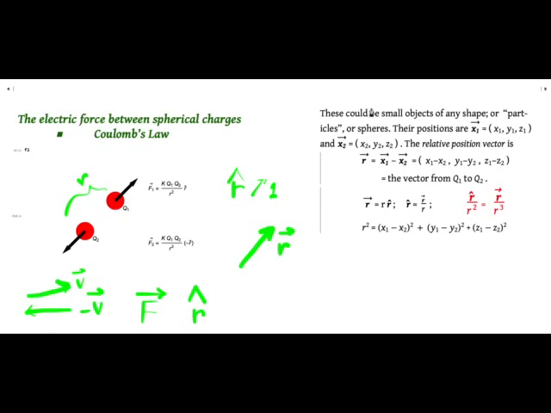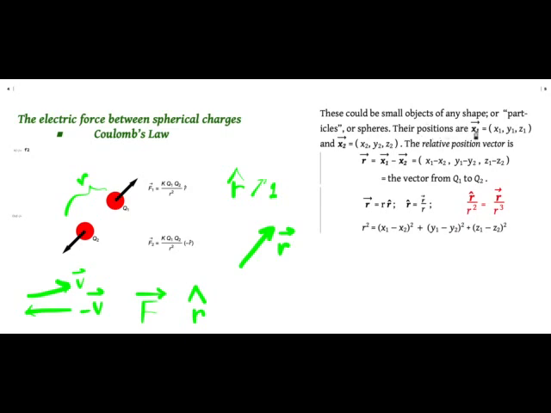All right, so these could be small objects of any shape, really, as long as they're far enough apart. If they're far enough apart, it doesn't really matter what the shape is. These equations are valid for spheres, or more specifically, for spheres with uniform charge density. But these could be particles or spheres, just small objects of any shape, as long as they're far enough apart that the shape of the object is not affecting very much what you define as the distance between them.